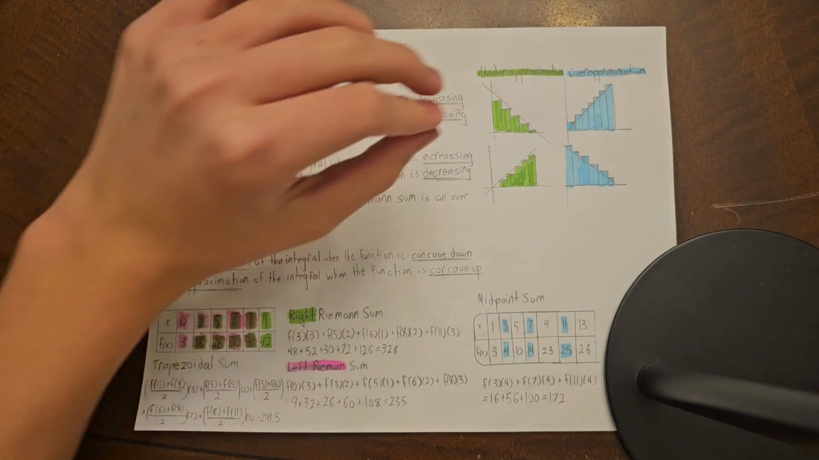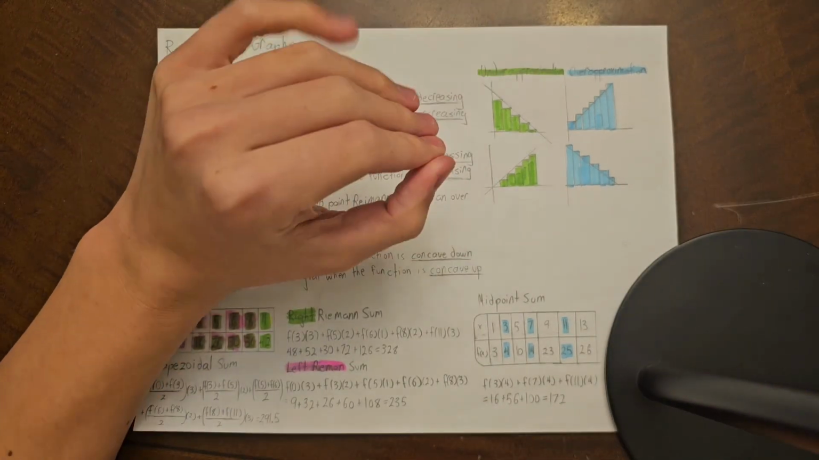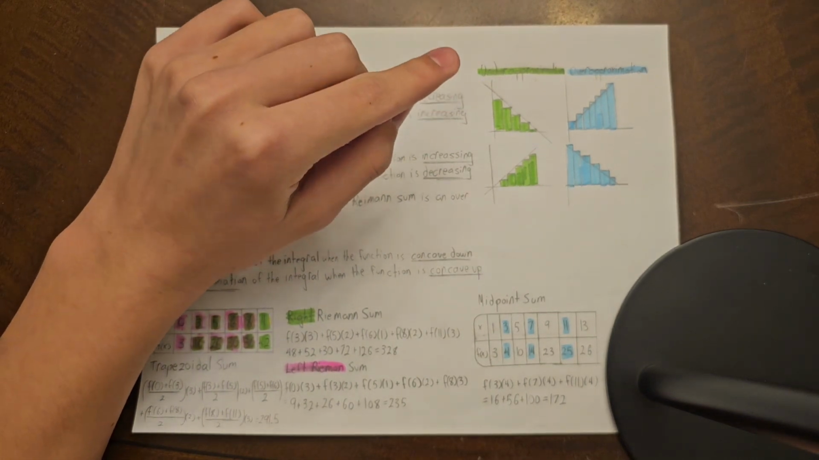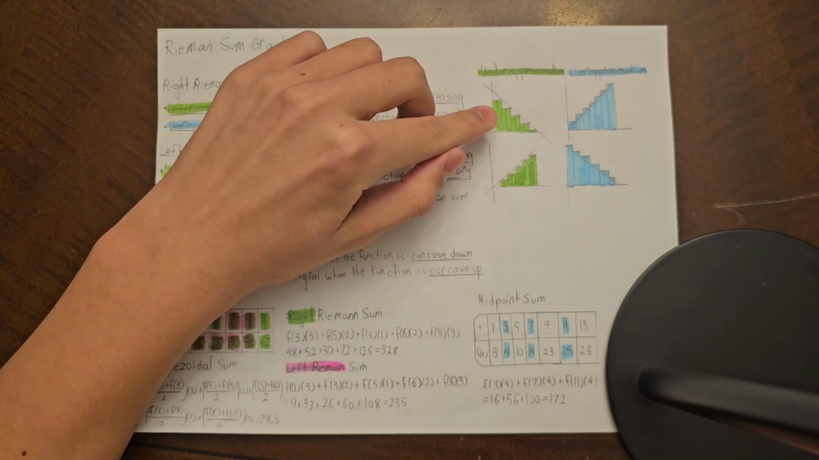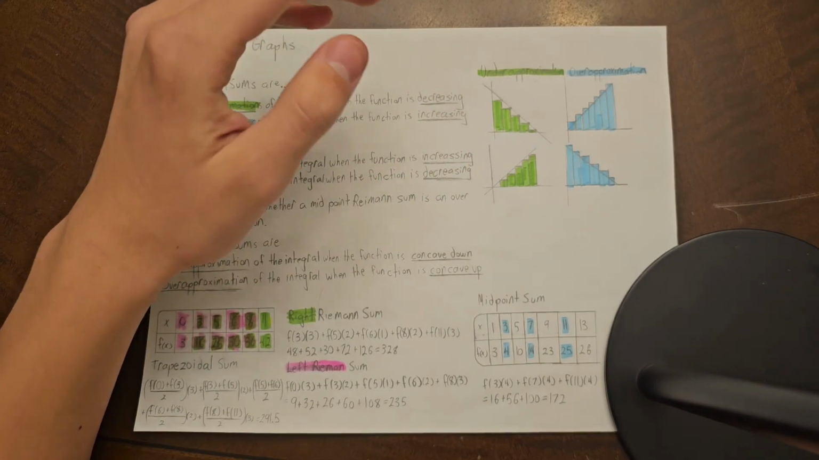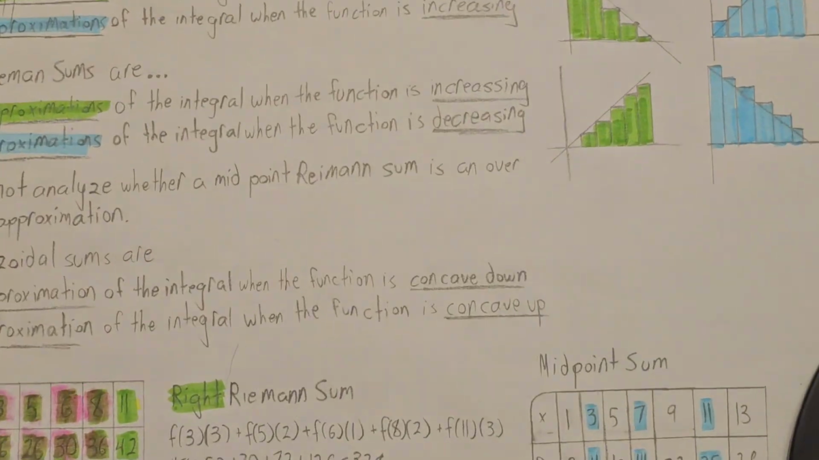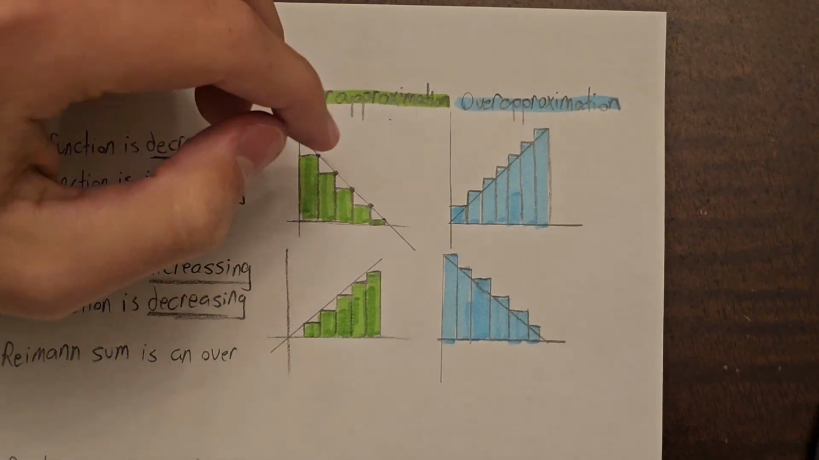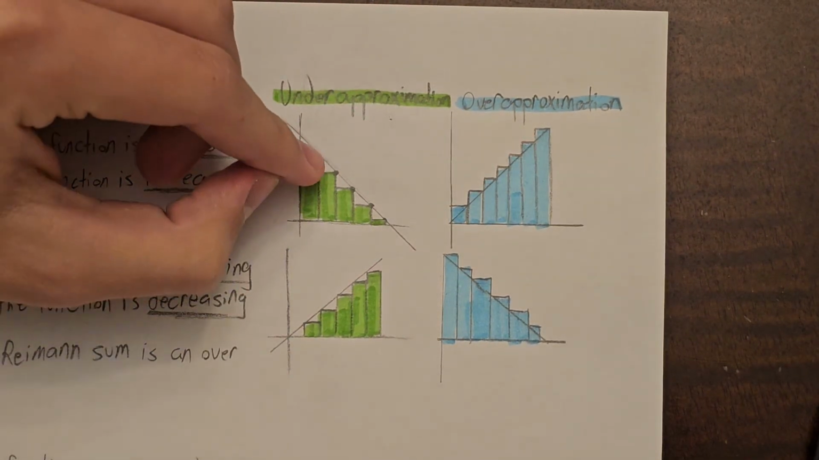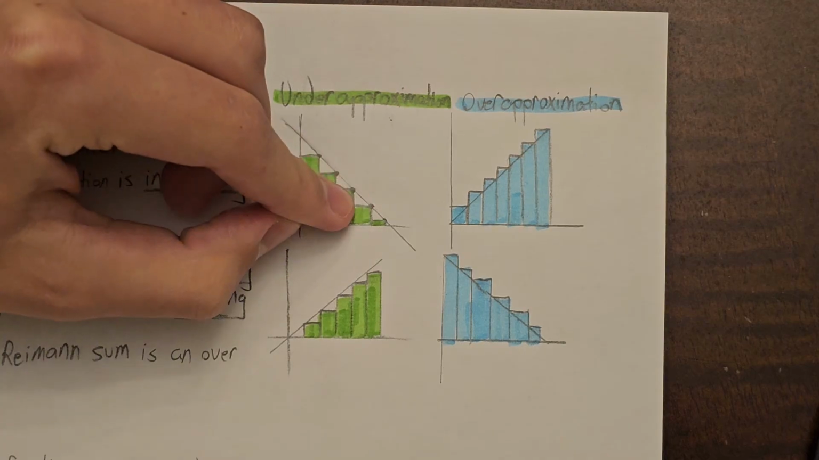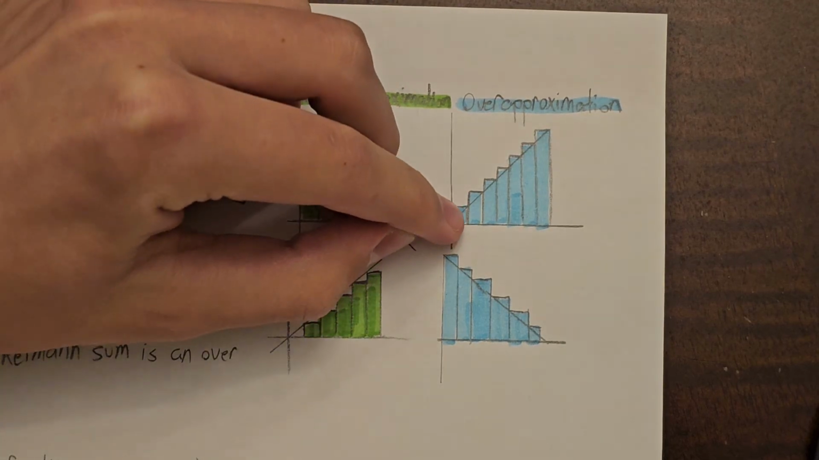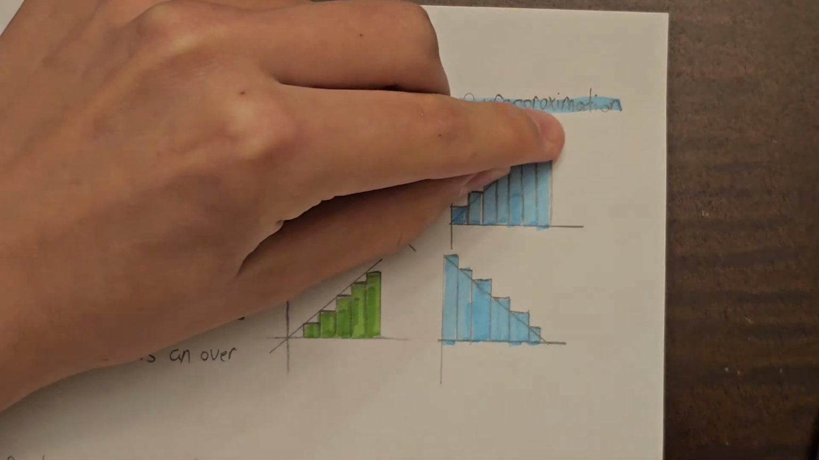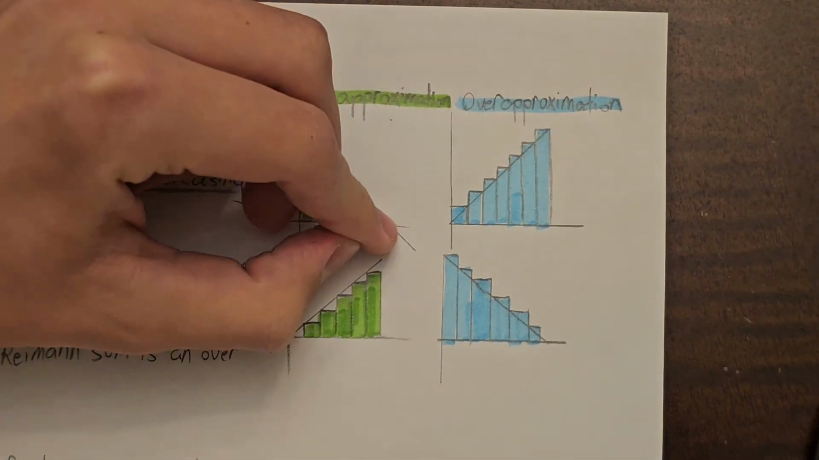So these graphs look mostly the same, but there's a very important key difference, which is what side of these rectangles is touching the line. So let me zoom in here. For the right Riemann sums, it is the right side of the rectangle that is touching the line right here. See? Right side, right side, right side. And then right here, it's a bit more apparent.